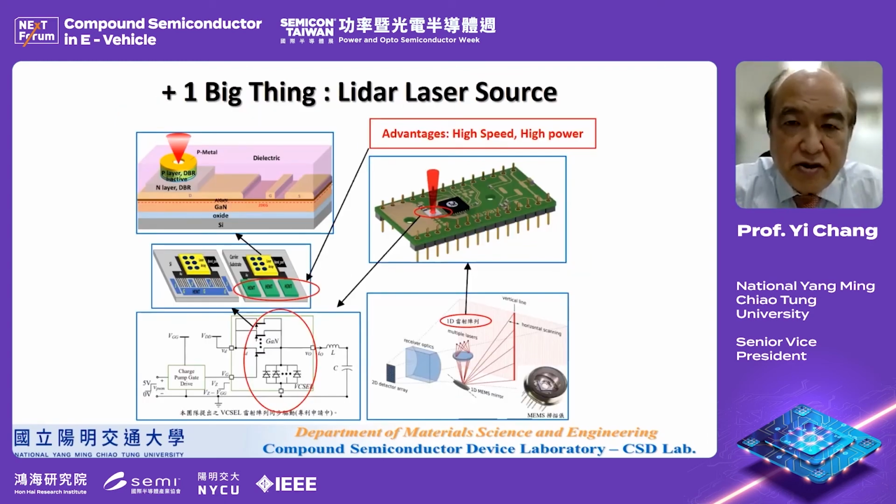Another emerging application for GaN HEMT is a driver for the laser source of LiDAR. In this case, we use HEMT as the driver because it has high power and high speed, which enables the LiDAR to operate at high speed and with higher power.